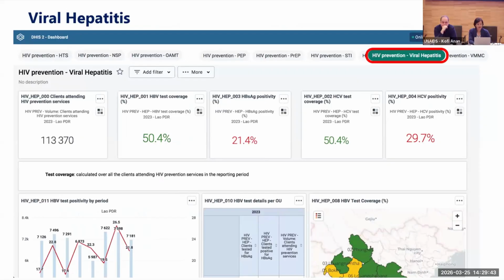For viral hepatitis, we cover hepatitis testing for clients attending HIV prevention services. It includes hepatitis B test coverage, positivity rates, and the same for hepatitis C.